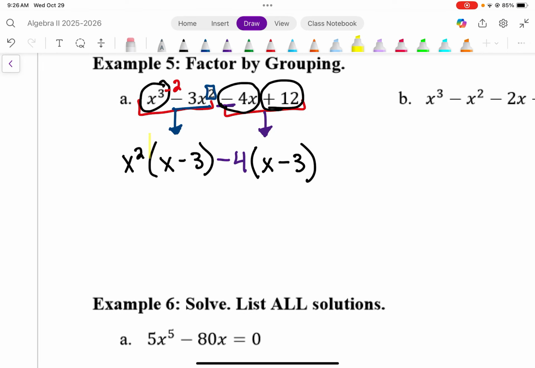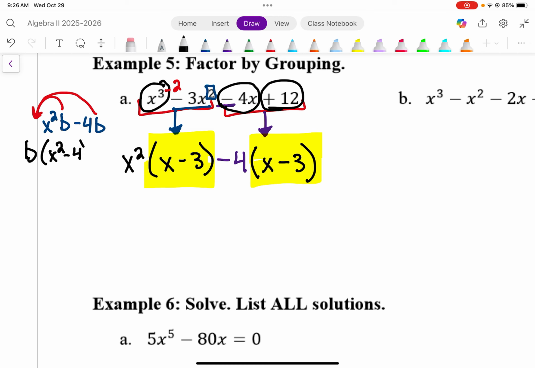Once you are here, you should have 2 sets of parentheses that are the same. So what we're doing here is we're going to factor that out. And I want you to think about this as x squared times b minus 4 times b. So what we're doing is we're factoring out our greatest common factor from these 2 terms. And in this example over on the side, our greatest common factor would be b. And then we're left with x squared minus 4.